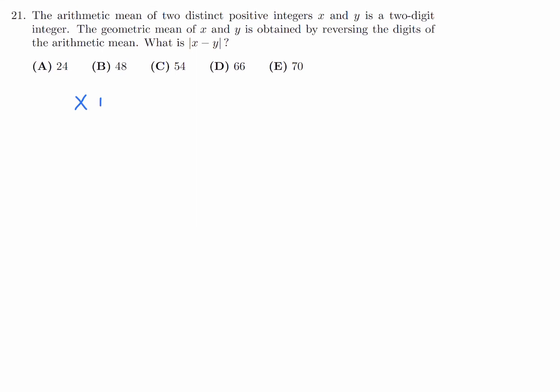So the arithmetic mean of these two integers, of course, is (x plus y) over 2. And they're saying that it's some two-digit number where the first digit is, say, a, and the second digit is b. If we write it out, it would be 10a plus b, right? And then they're saying that the geometric mean, which is the square root of xy, is the reversal of this. So instead of ab, it's actually ba. And if you write that out as an actual number, it's 10b plus a.